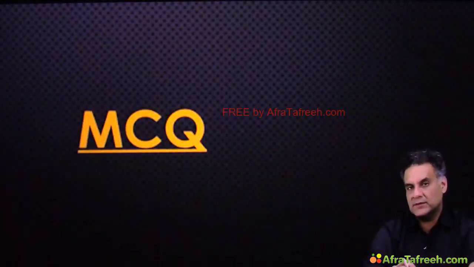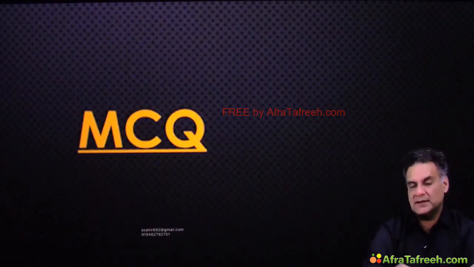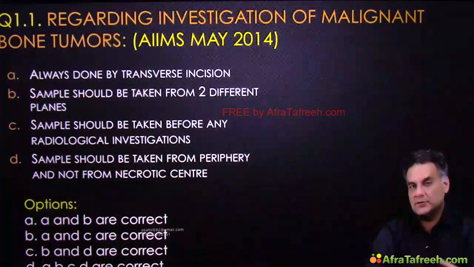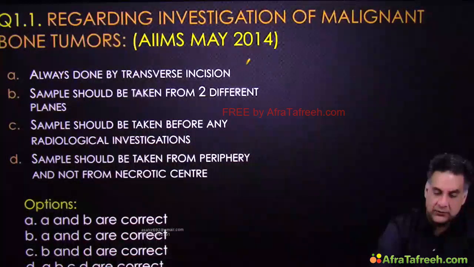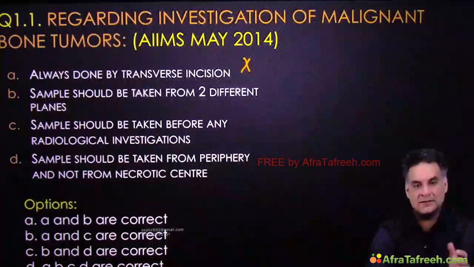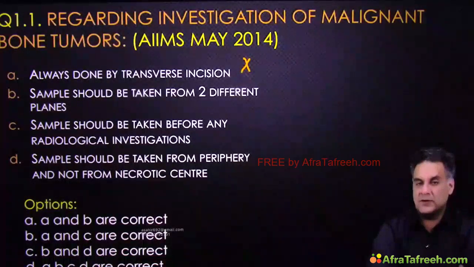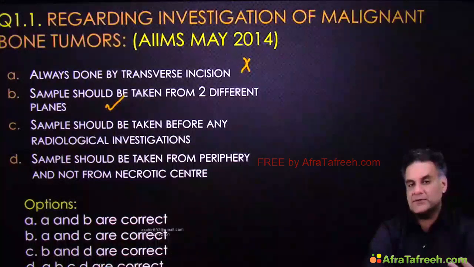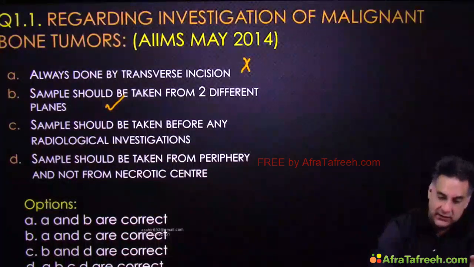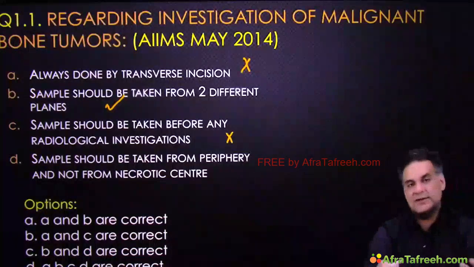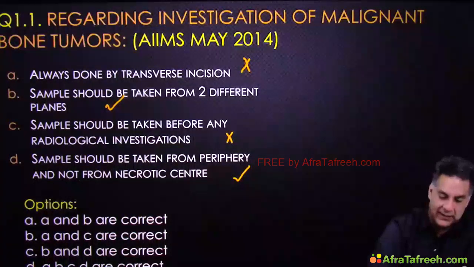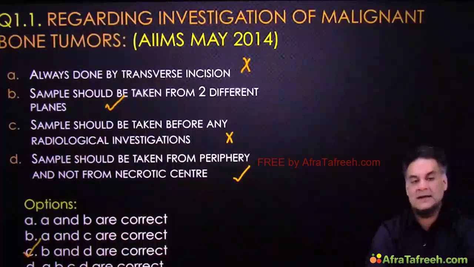Let's do some questions. Let's understand what we have done till now. Regarding investigation of malignant bone tumors: you do a transverse incision. You take a vertical incision. Sample should be taken from two different planes. True. Sample should be taken before any radiological investigation. False. It should be taken from the periphery. True. So second and fourth are correct. C, B and D are correct.